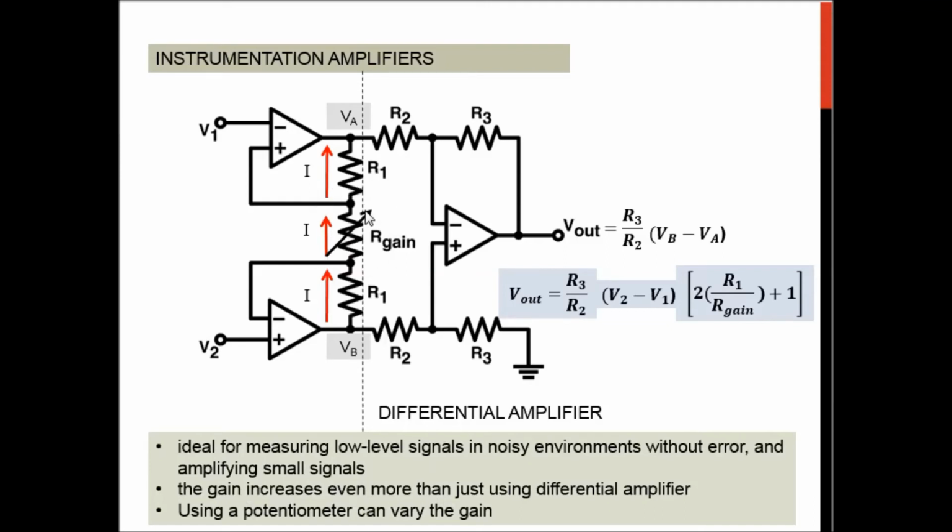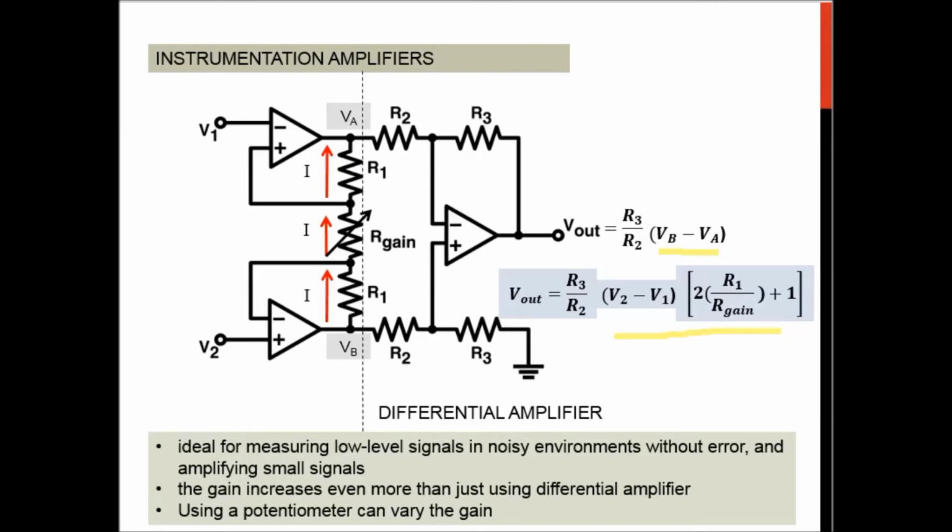Okay, so this potentiometer, you can play around with the values in order to increase the gain. Alright, this is the calculation of your output voltage. V out is equivalent to R3 over R2 multiplied with VB minus VA, and this VB minus VA, which is these two values, is this value here. Alright, so that is the equation for the instrumentation amplifier.